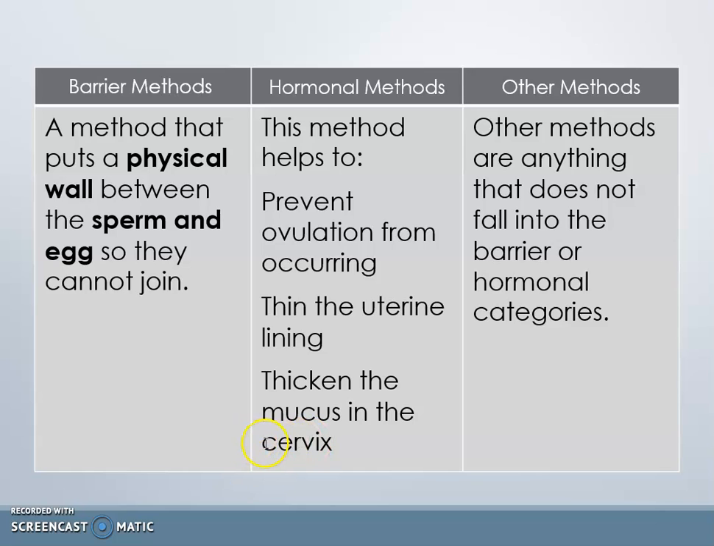So the cervix, which is the opening between the vagina and the uterus, has mucus on it. And what the hormonal methods do is make that really thick so that the sperm get trapped in there and can't swim through to get up to where they want to go. Other methods is anything that doesn't fall into one of these two categories.